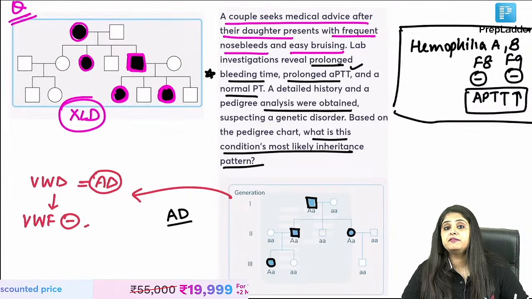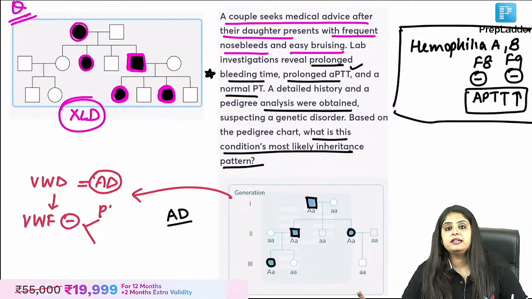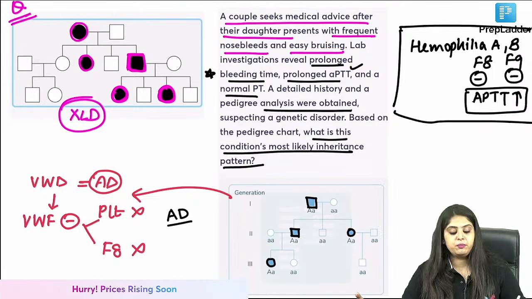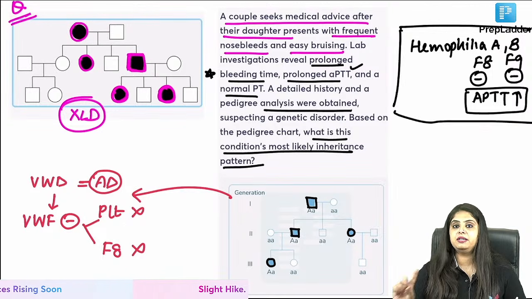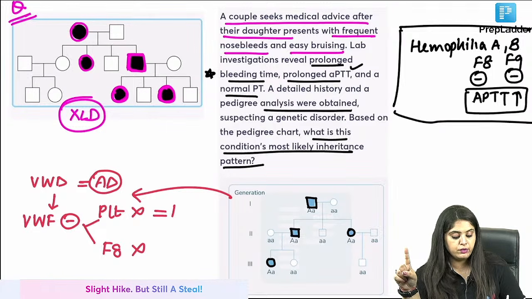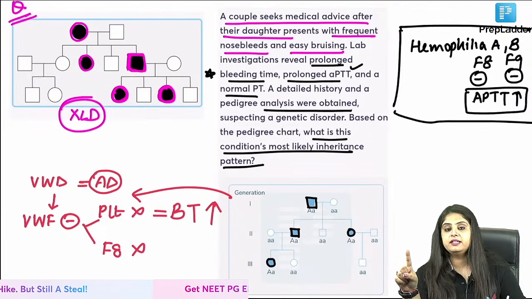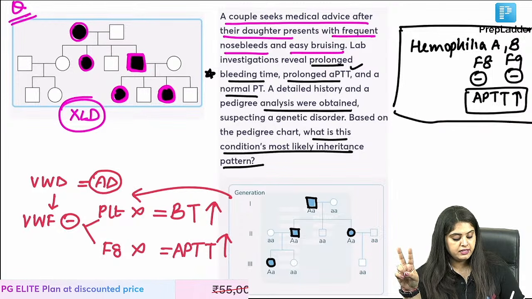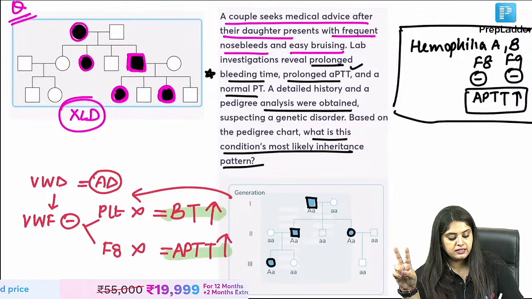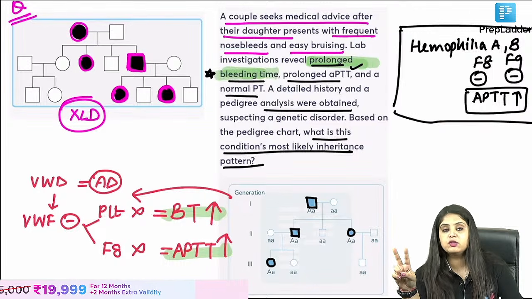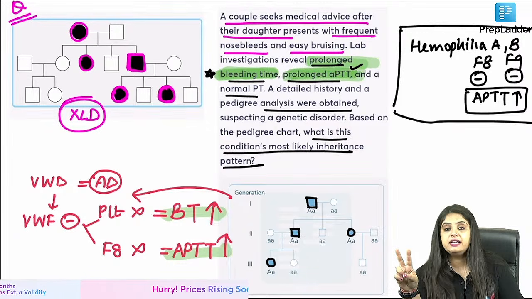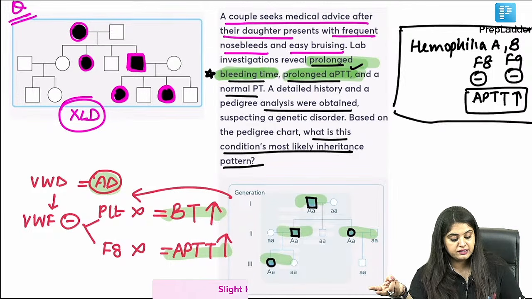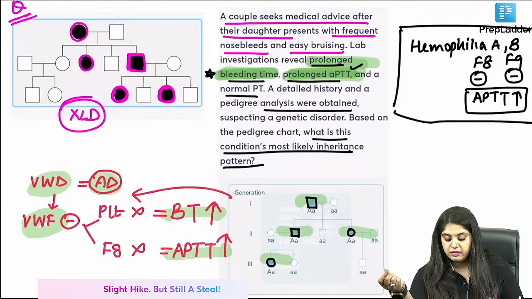When von Willebrand factor is missing, the platelets cannot work properly, and factor 8 can also not work properly. There are two things that can't work properly. If the platelet doesn't work, what is going to increase? Bleeding time will increase. Factor 8 will not work, so what will increase? APTT will increase, and this is the entire thing that was mentioned. BT increased because the platelet is not working, APTT increased because factor 8 is not working, and autosomal dominant inheritance. This was a case of von Willebrand disease.